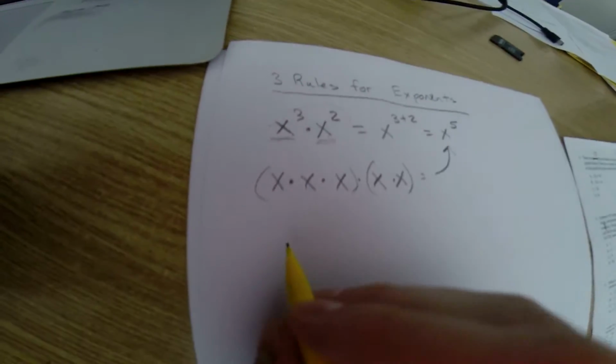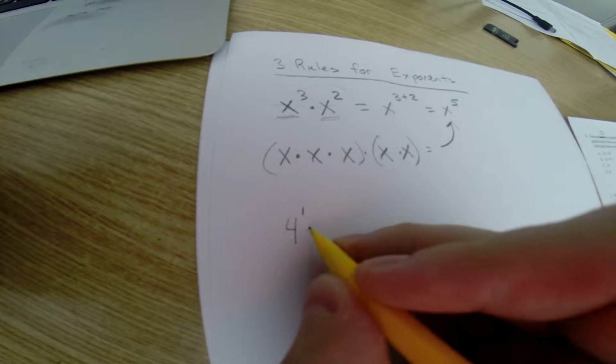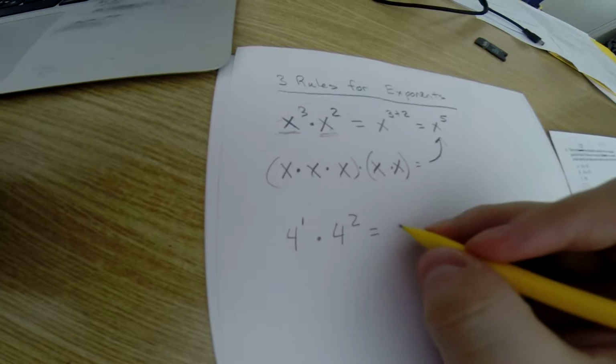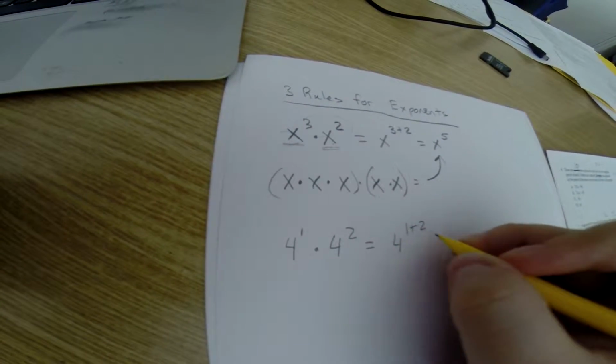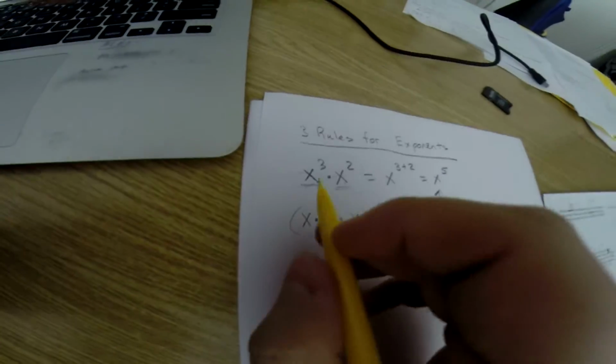Keep note that if I give you a number like 4, that's like 4 to the 1. So if I have 4 to the 1 times 4 squared, again, that just means I add them. So 4 to the 1 plus 2, which is 4 cubed. Okay? So this is your first rule.